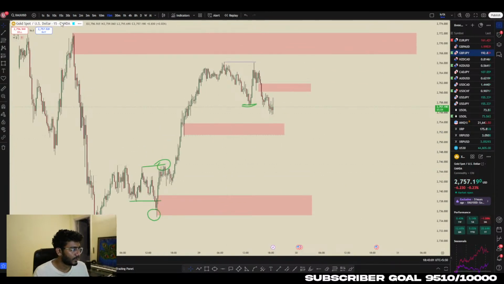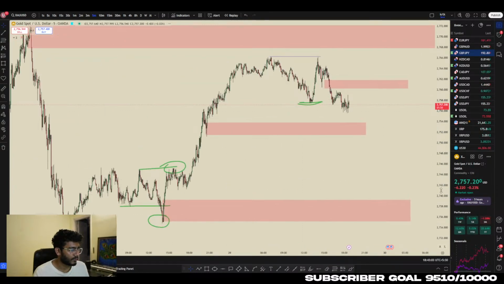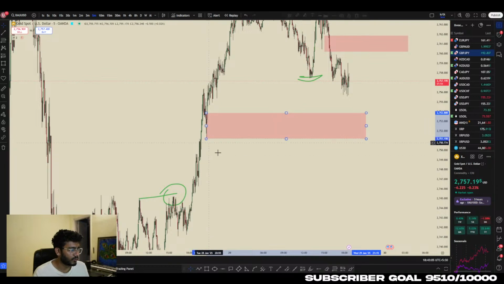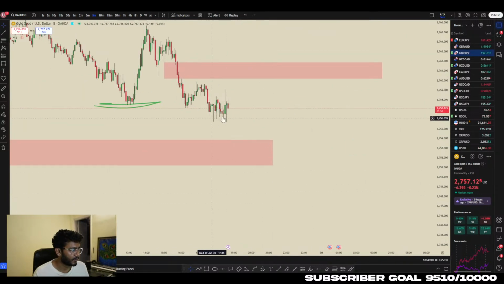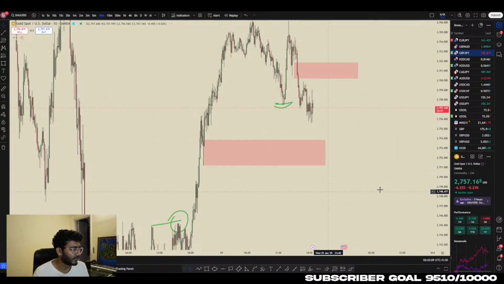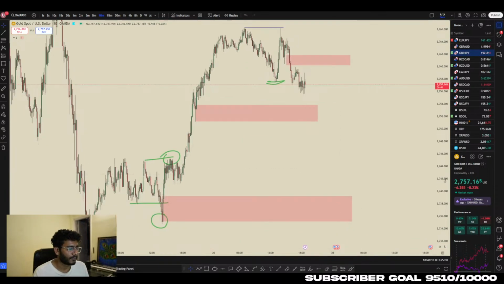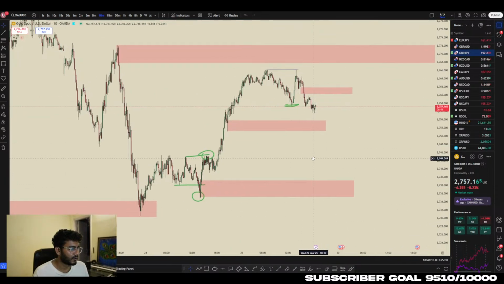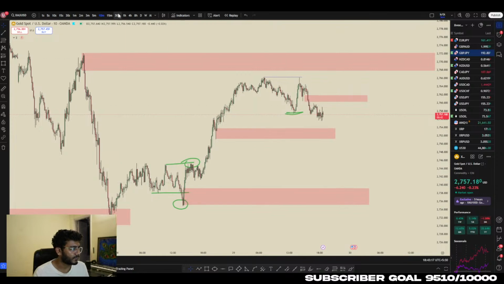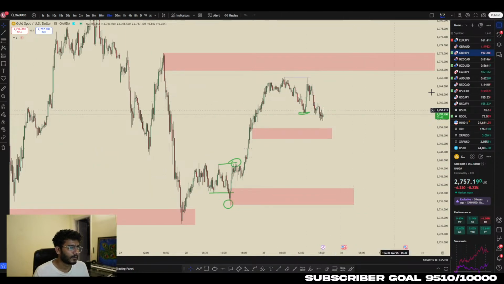So for this order block to work, we need to look for a confirmation entry. Price will give us some kind of engulfing, so we can enter. Okay, and this is the second order block which I'm waiting for. Let's see.